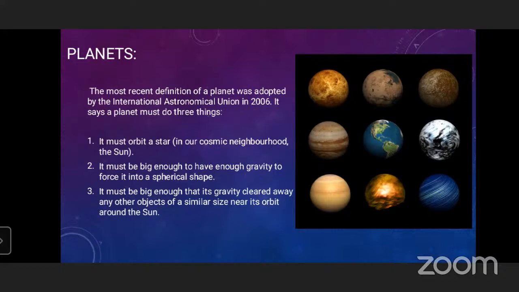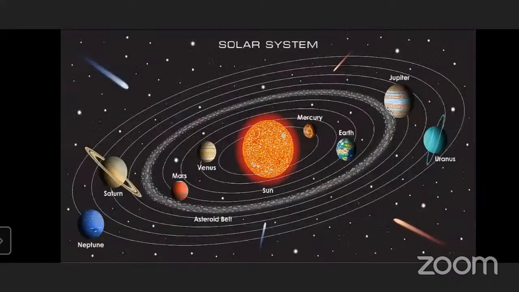As in one orbit, only one planet can rotate. In the presence of another planet, they both may collide, which results in great danger. So it should have enough gravity to clear any other object of similar size near its orbit. So the 8 planets in our solar system do it, so they are called planets. So to be a planet, there are some needs. Our solar system contains the Sun at the center, then Mercury, Venus, Earth, Mars, Jupiter, Saturn, Uranus, and Neptune. Pluto is regarded as a dwarf planet because it does not satisfy the rules of a planet.